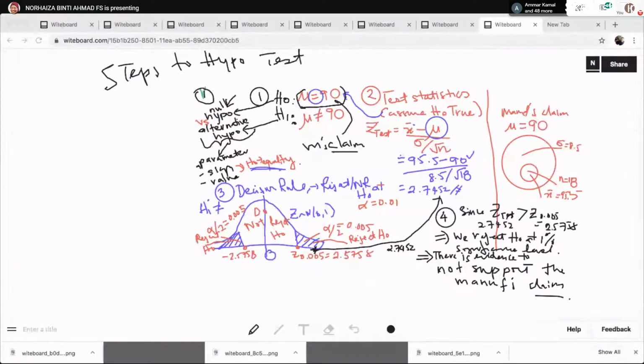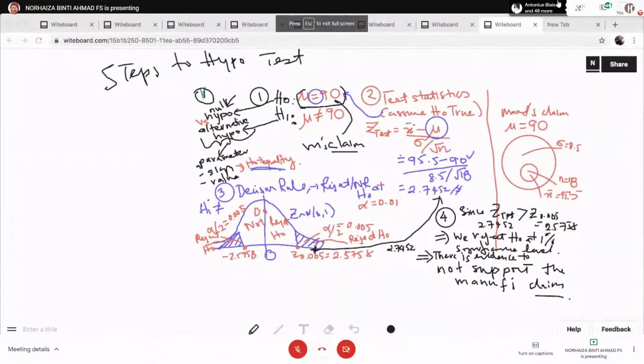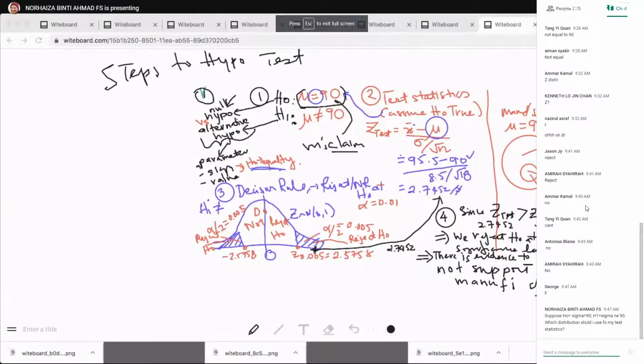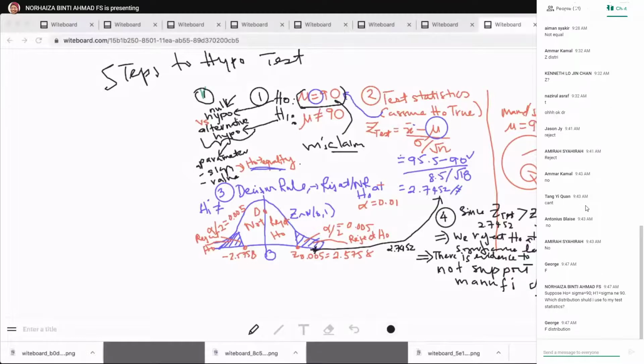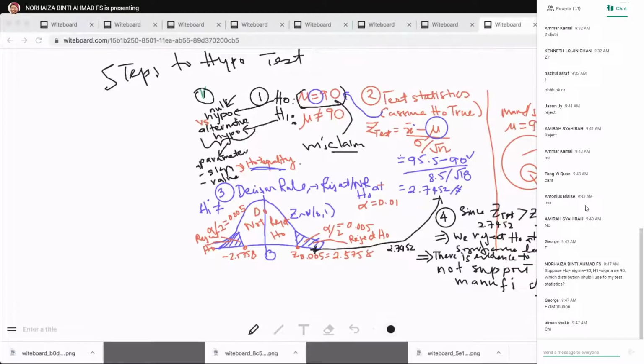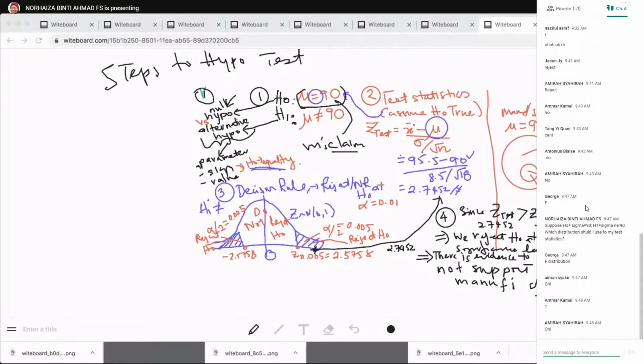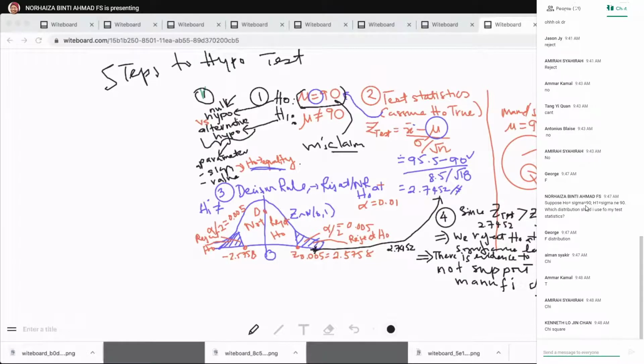Here I'm testing for sigma. Sigma, there's only one population. So which distribution should I use for my test statistics? It's not F distribution, George. F distribution is for ratio of variances, right? So it's not T distribution. T is only used for mean, right?